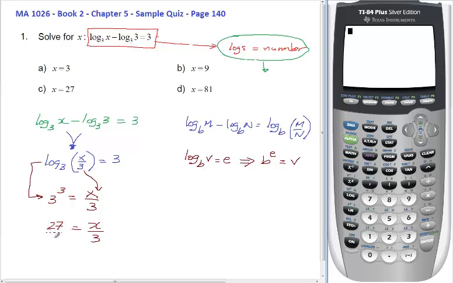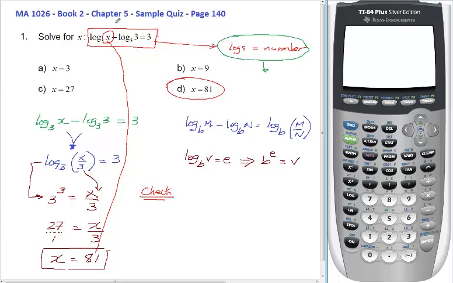Now I can simply cross multiply. That's understood to be over 1. So x looks like it's 81. We have 81 there, so it looks like D is our solution. However, you can check these on your calculator pretty quickly. If x is 81, put 81 back in here and try it on your calculator. Here's what I'm going to do: log base 3 of 81 subtract log base 3 of 3. Does that equal 3? Okay, let's do it.